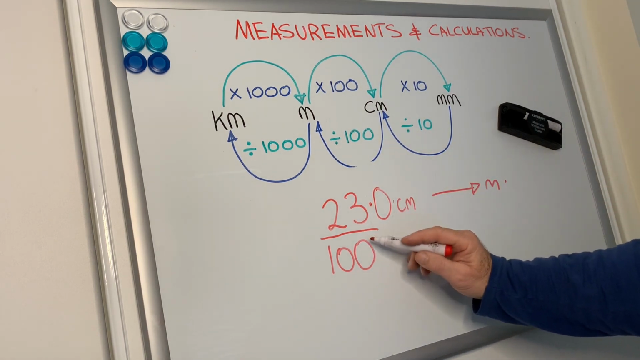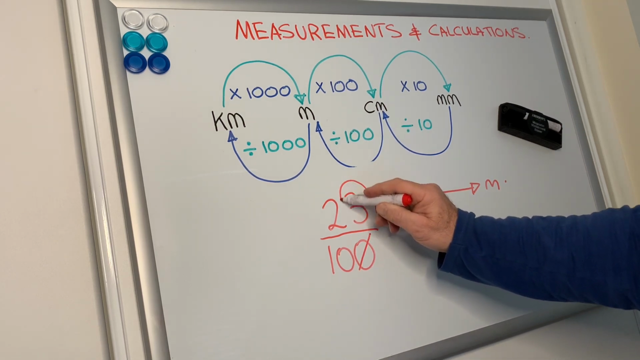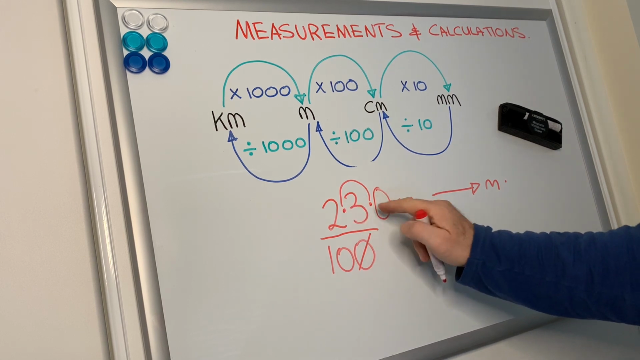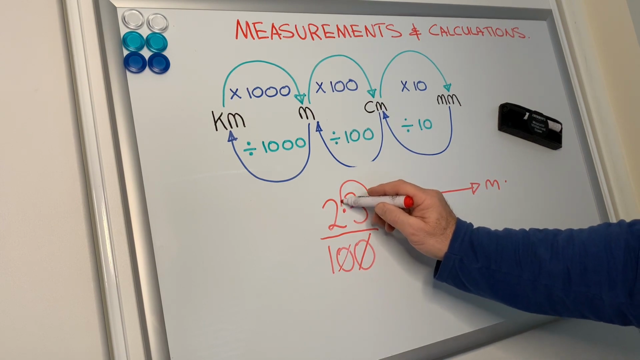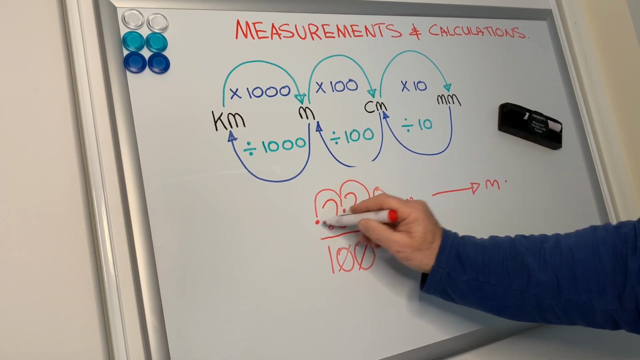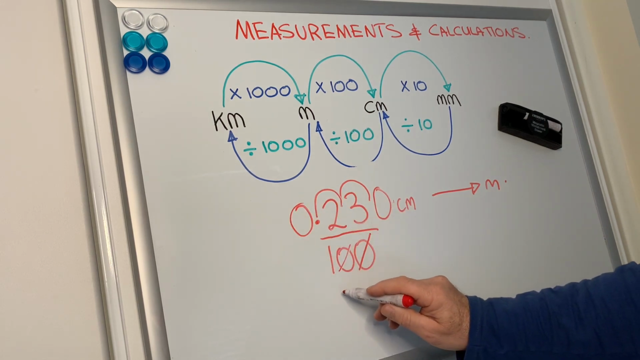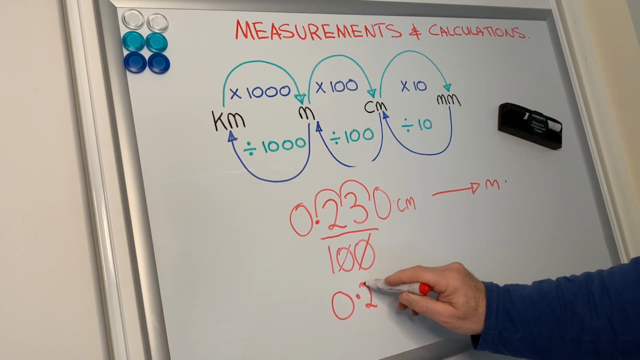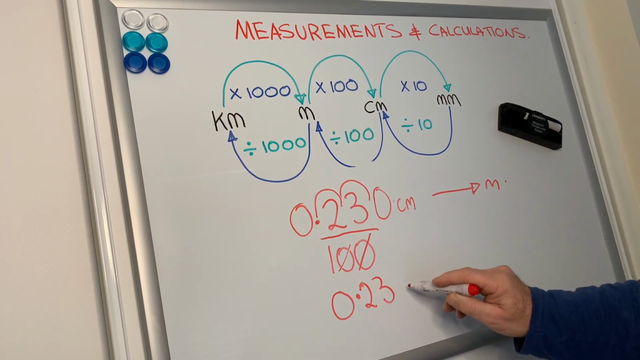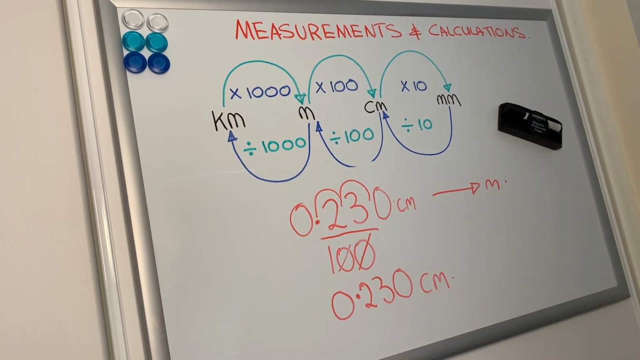So 23 divided by 100, and cross that zero out, and I'm going to move that decimal point there. I'm then going to cross this zero out, and then pop that decimal point there. So we actually have 0.23. Okay, that's just how we would work that one out.